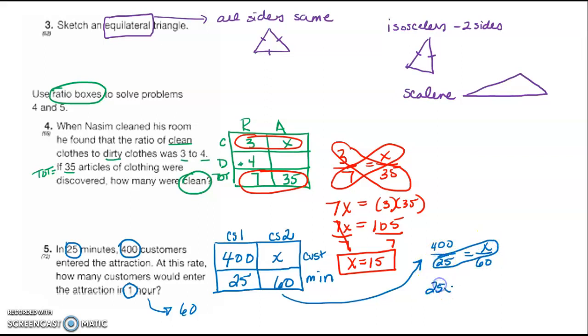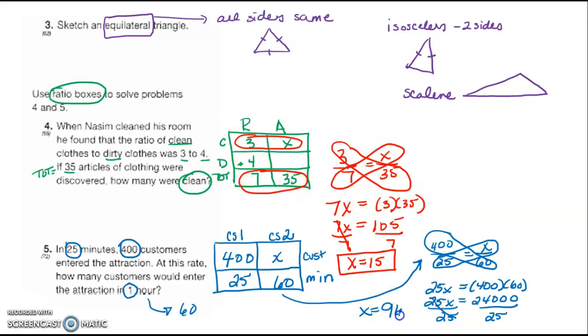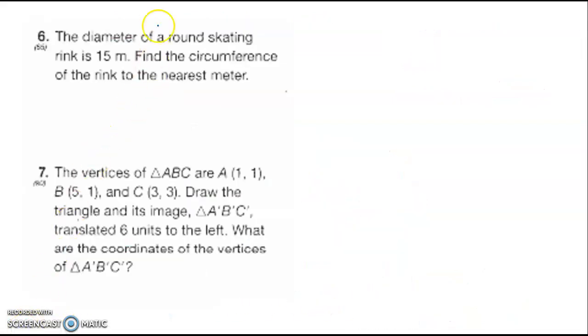So I have 25x is equal to 400 times 60. 25x is equal to 24,000. We're going to divide to get x by itself. Okay, 24,000 divided by 25 is 960. So 960 people came through.